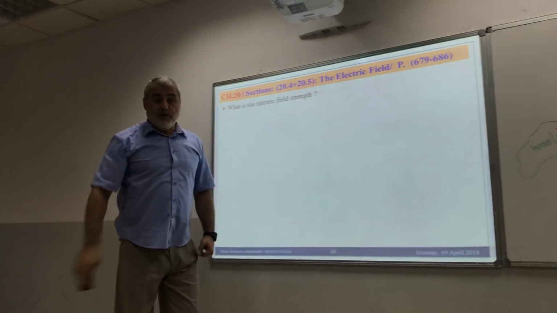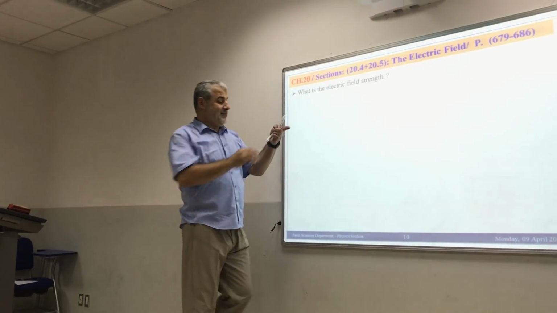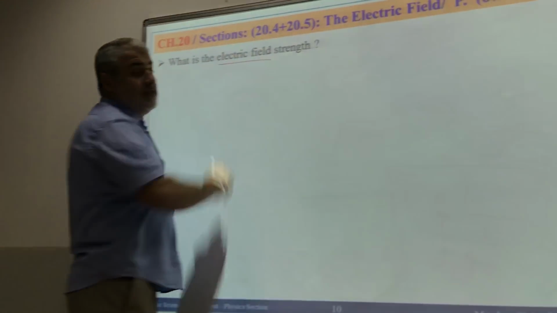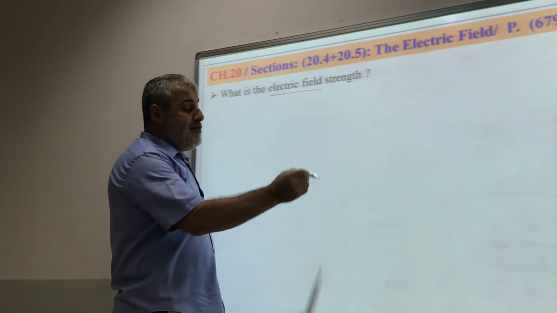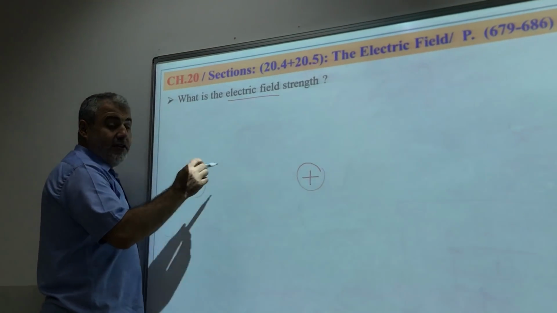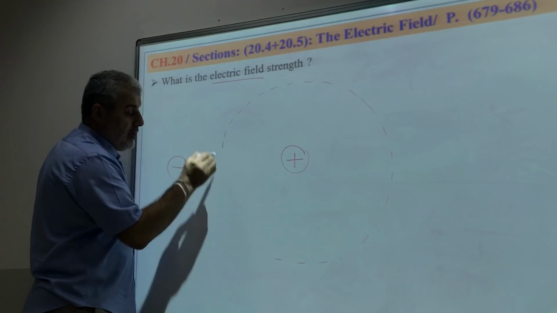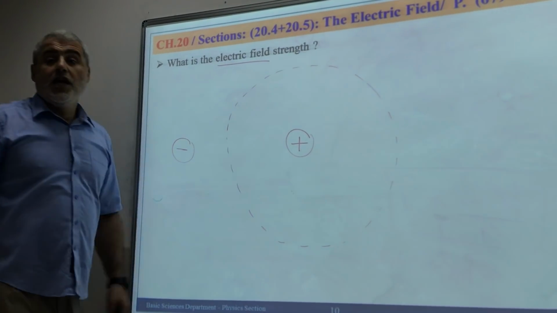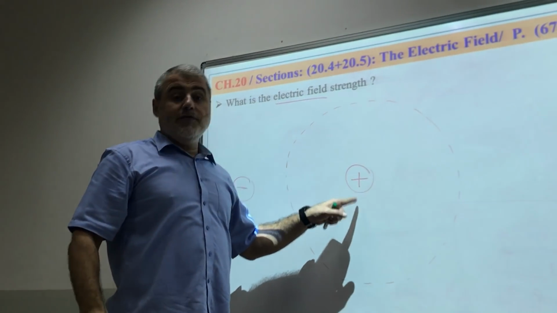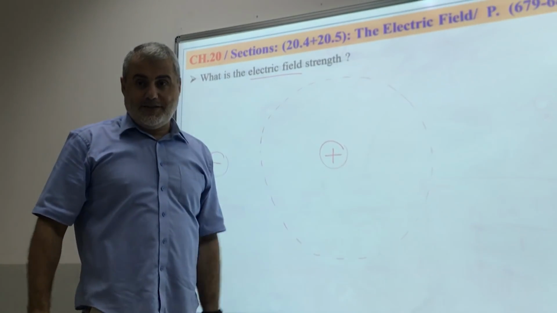Now we've done the force. Let's go to the electric field. Pay attention, Ishmael. Just like a magnet, every charge, whether positive or negative, has a space surrounding it, and in that space the force of this charge appears or exists.